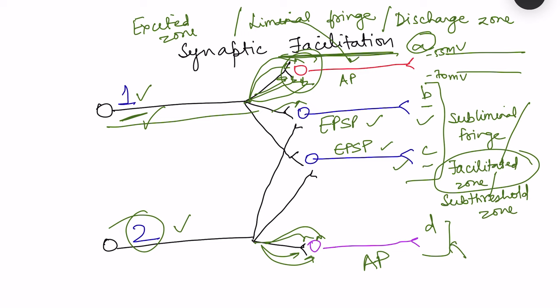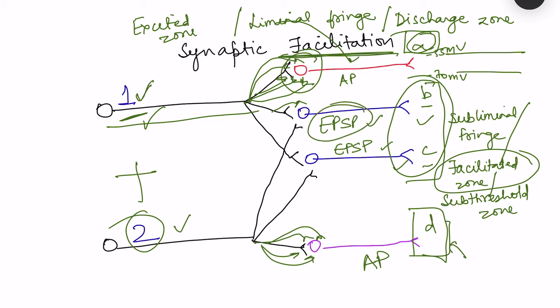Now let's consider the third scenario where both first and second are stimulated simultaneously. What is going to happen? When both are stimulated simultaneously, there will be an action potential in neuron A. Obviously, there will be an action potential in neuron D as well. Right? But now because B and C are stimulated together by presynaptic neurons 1 and 2, there will be more EPSPs, and maybe it reaches the threshold also, and there will be an action potential in both B and C. So when we talk separately about these neurons 1 and 2, then B and C are in the subliminal fringe or the facilitated zone.